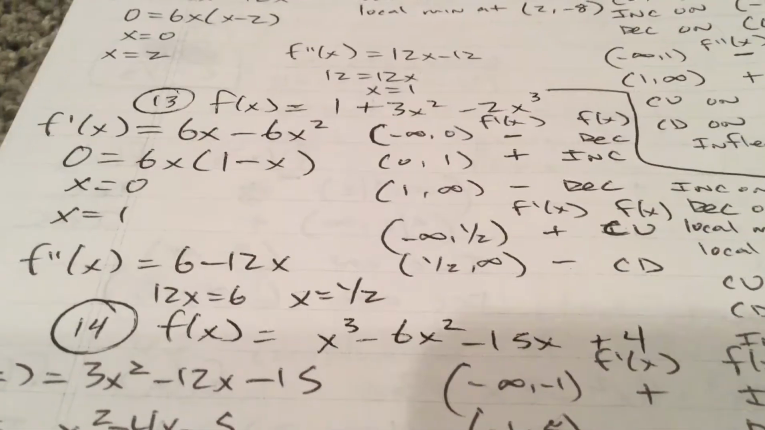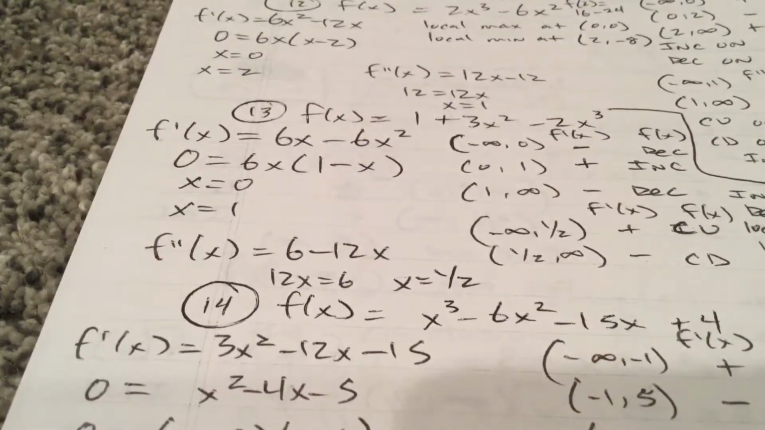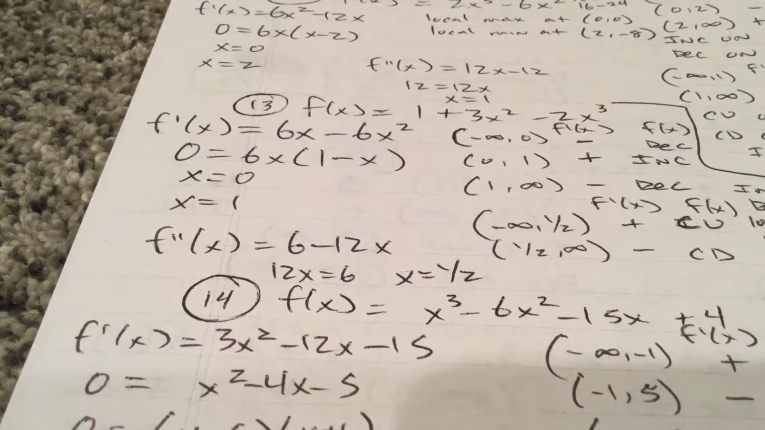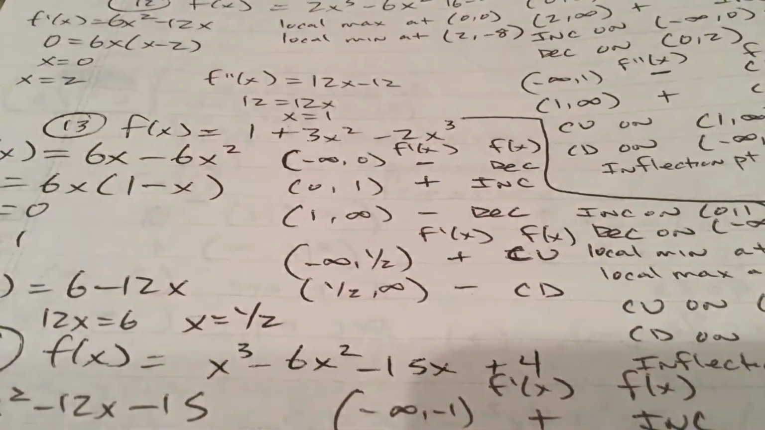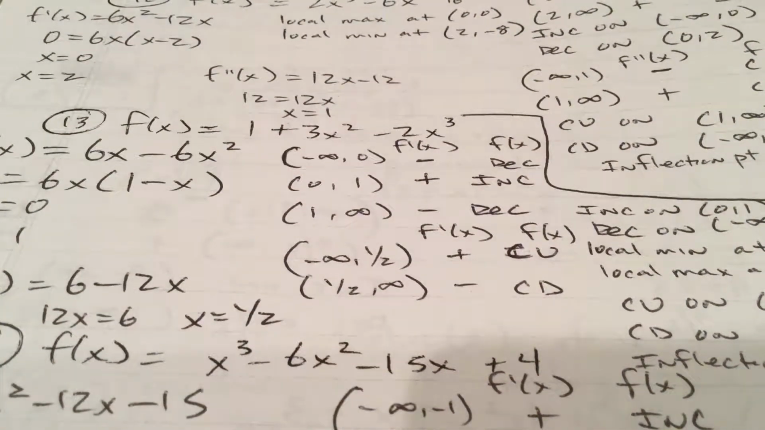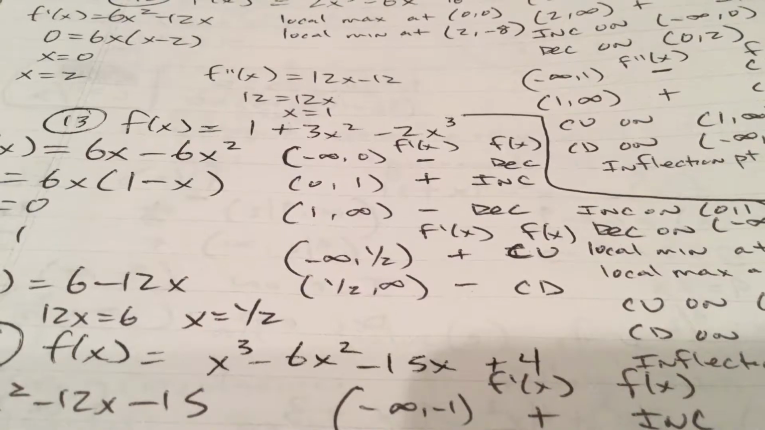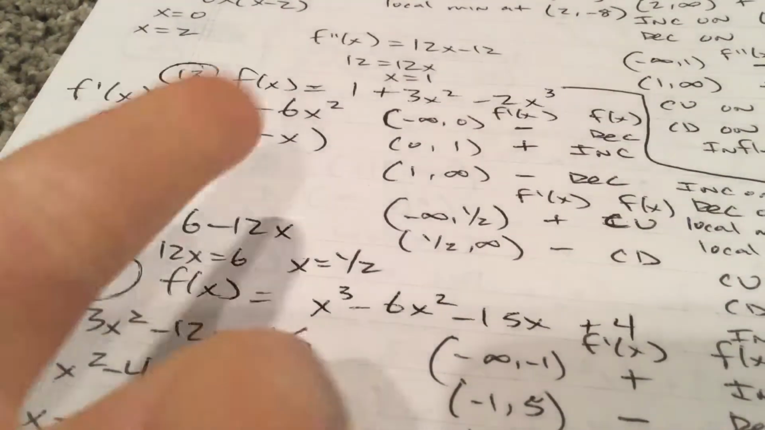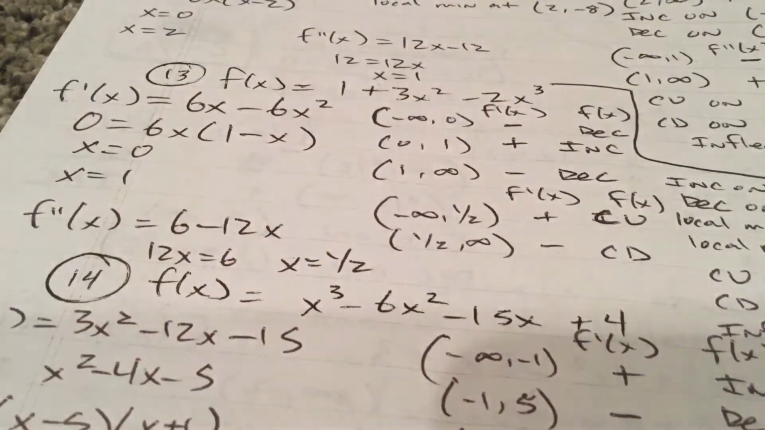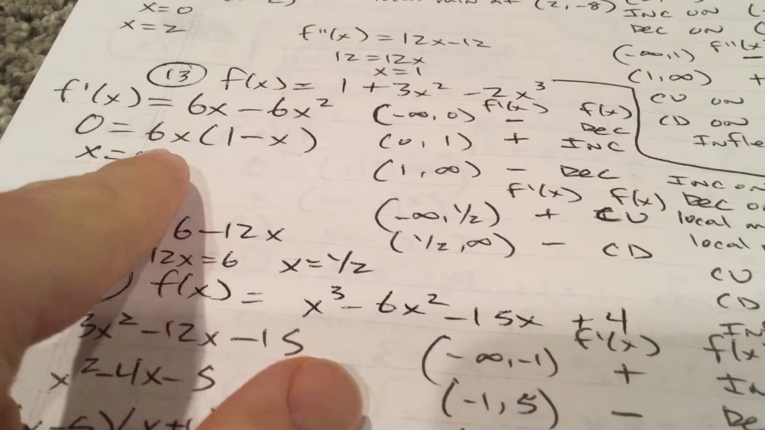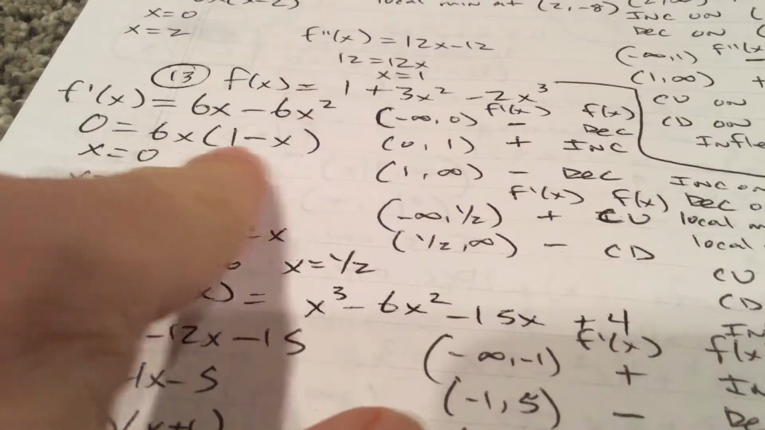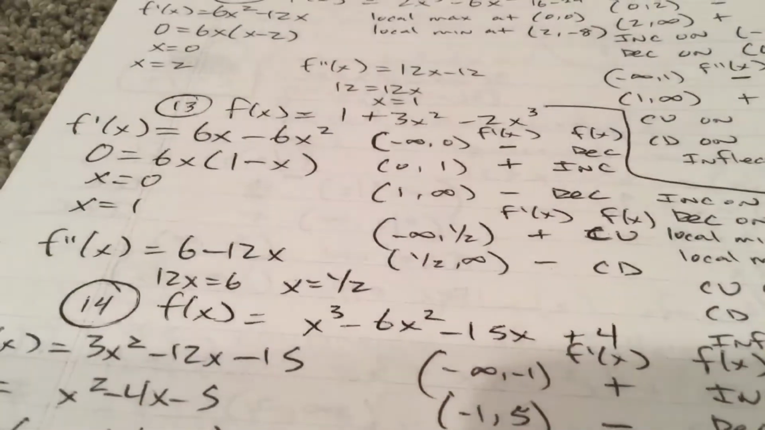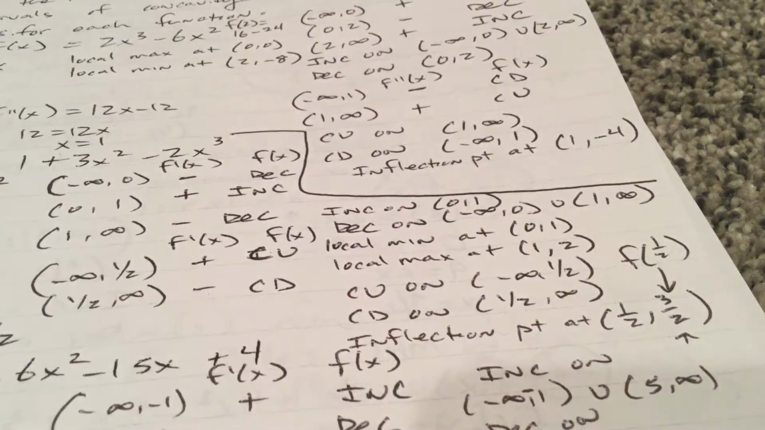Here's 13. Set the derivative equal to 0. You get 0 and 1 as your critical values. Right here is a little table. -infinity to 0, 0 to 1, 1 to infinity. Use like -1 for your first one. A negative times a positive, that's a negative, that's why it's decreasing. Use like 1/2, a positive times a positive, increasing. And use like 2, a positive times a negative, that's why it's decreasing.